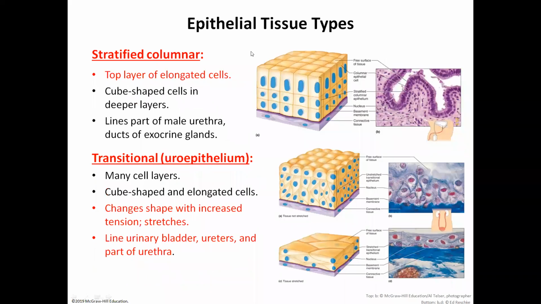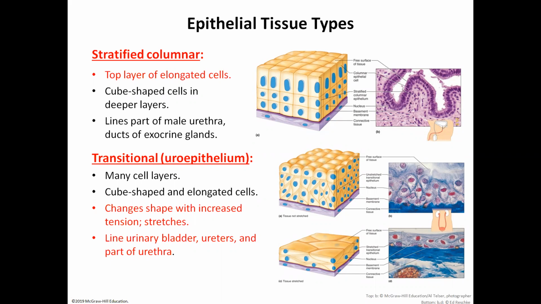And then finally, we talk about our stratified columnar. In stratified columnar, the top layer is more elongated, versus the deeper layers that are anchored to that basement membrane, which tend to look a little bit more cube-like. Some things that we can find here are like the male urethra. We can also find this in some of our exocrine glands like the pancreas, but I won't be asking you location for this one.